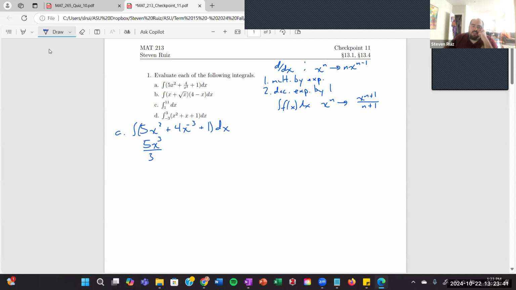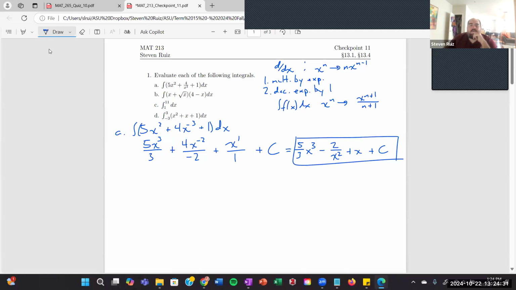And I can basically do the same thing with the other 2 terms here. So this second term is going to become 4x to the negative 2 over negative 2. And then this is going to become, well, what's the power on x here? It's a constant. So my power on x is effectively 0. So that becomes x to the 1 over 1. And remember, when you're taking an indefinite integral, you always have this arbitrary constant. So don't forget that. So if we clean this up a little bit, what do we have? We should have 5/3 x cubed minus 2 over x squared plus x plus c. All right, so there's my first indefinite integral.